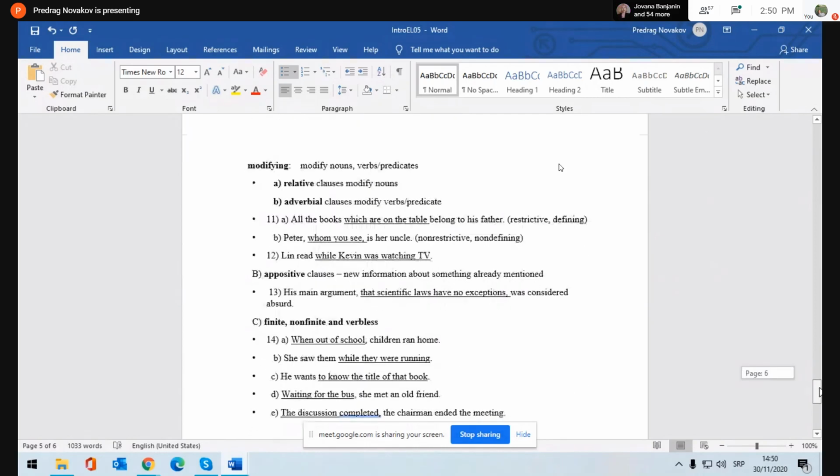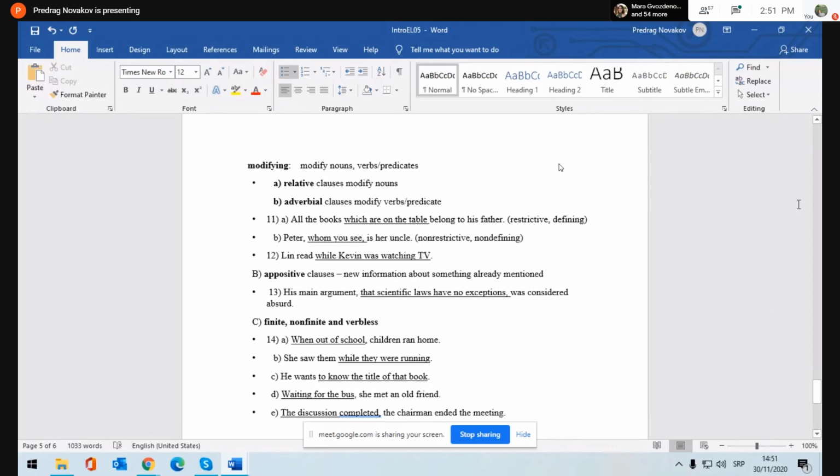The second type is modifying clauses. They obviously modify something. They modify nouns or verbs and predicates. So we have two subtypes. You already know them, relative clauses. They modify nouns. And adverbial clauses, they modify verbs and predicates. Okay? Let's see the examples now. Okay? 11, A and B. First, this is a relative clause, which are on the table. This is also a relative clause in B, whom you see.